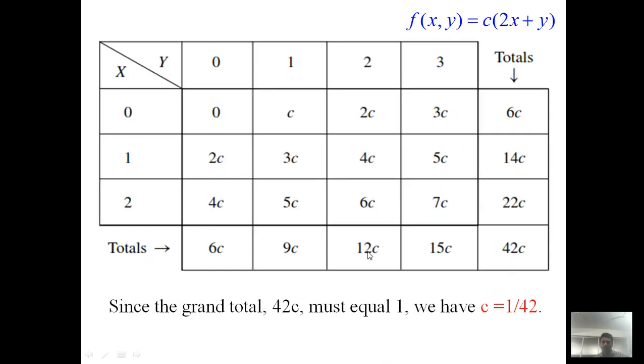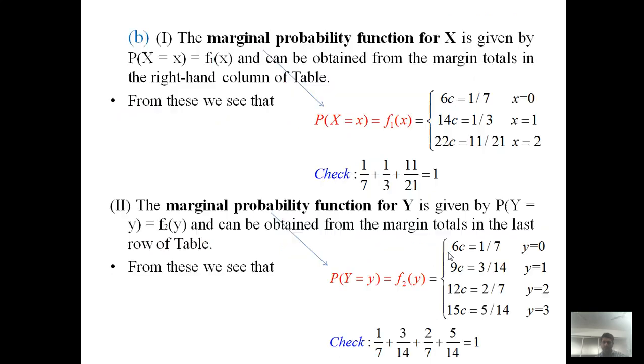Similarly, for y equal to 2 it is 12c, and for y equal to 3 it is 15c. C is 1 by 42, so after simplification we get 2 by 7, and when y is 3, we get 5 by 14. Now again we have to check whether it's right or wrong, so find the addition of all probabilities: 1 by 7 plus 3 by 14 plus 2 by 7 plus 5 by 14, and it leads to 1. So these are right.